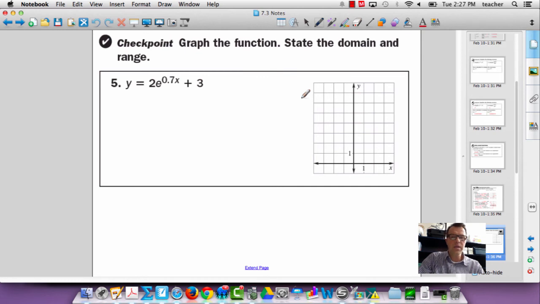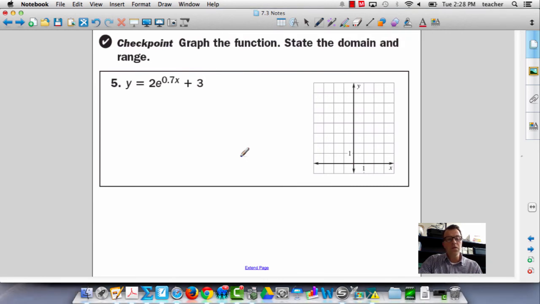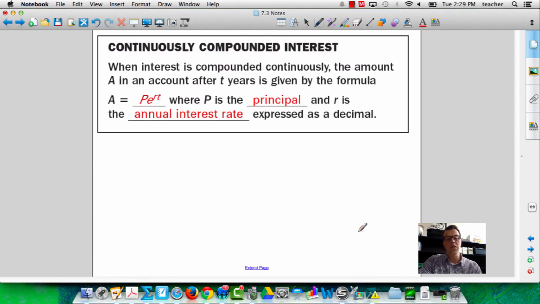Why don't you give this a shot? You're going to need your calculator. So go ahead and give it your best shot. When you're ready to see the answers, go ahead and hit play. And there's your answer. So we started with this 0, 2. And again, you can calculate that without a calculator, but for the 1, 4, you'd need a calculator, and then they're just both shifted up by 3. All real numbers for domain, y greater than 3 for the range.